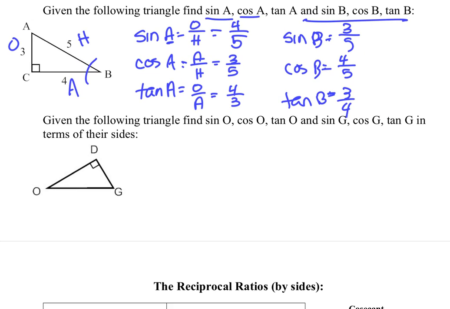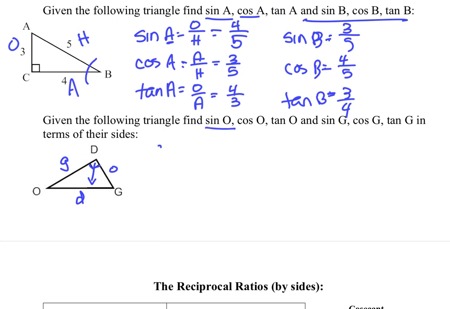Please be aware that angles are capital letters and sides are lowercase letters of the sides opposite. So if this is D here, the side opposite is also D, but it's lowercase. So O would be this one, and G would be this one. Okay, and that's just for naming of them.